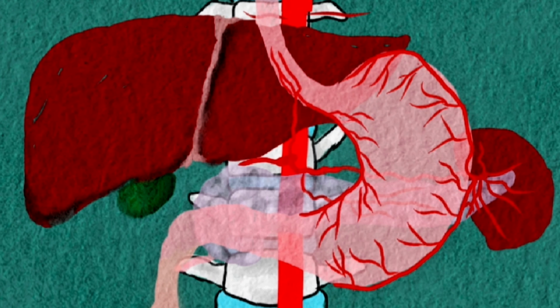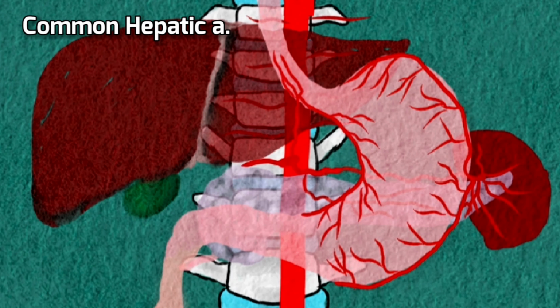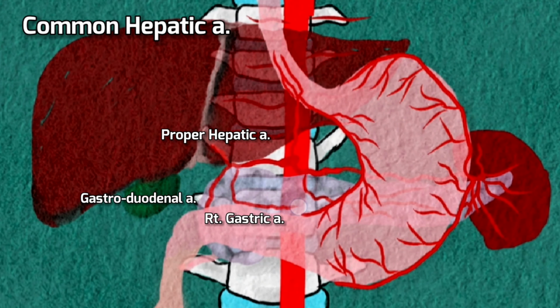Now let's have a look at the common hepatic artery, which is the sole arterial supply of the liver, and the only branch of the celiac artery to pass to the right. As it travels posterior to the superior aspect of the duodenum, it divides into its 2 terminal branches, the proper hepatic and gastroduodenal arteries. Each of these arteries has multiple branches, and variation in the arrangement of these branches is common. Right gastric artery, which supplies the pylorus and lesser curvature of the stomach.